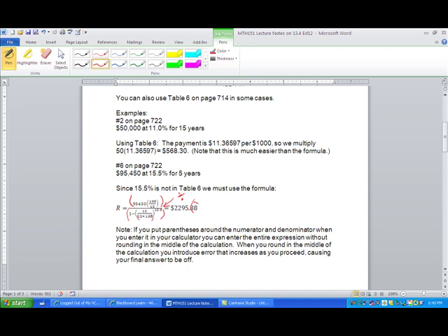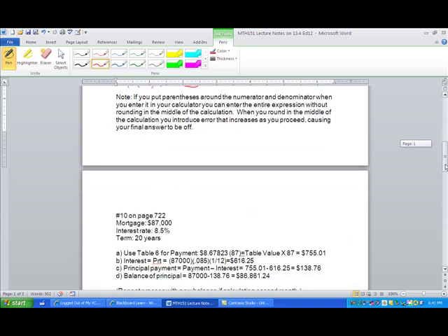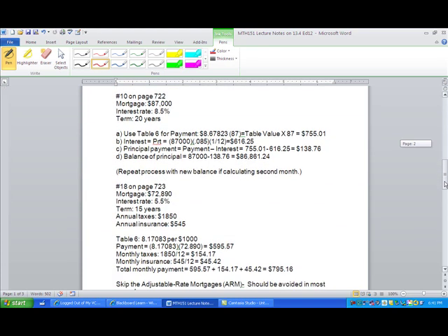So be careful as you work on these. Putting parentheses around the numerator and denominator when you enter it in your calculator will allow you to enter the entire expression without rounding in the middle of the calculation. What happens when you round in the middle of the calculation is that it introduces error to your answer, and each time you round and do more computations with the rounded number, it increases that error. So it can make your answer off by a fair amount. So be careful of that.